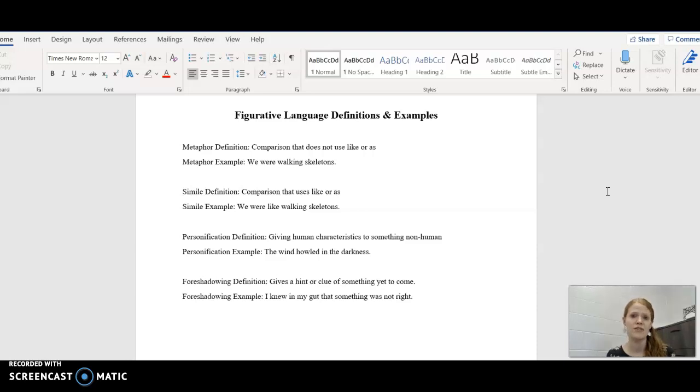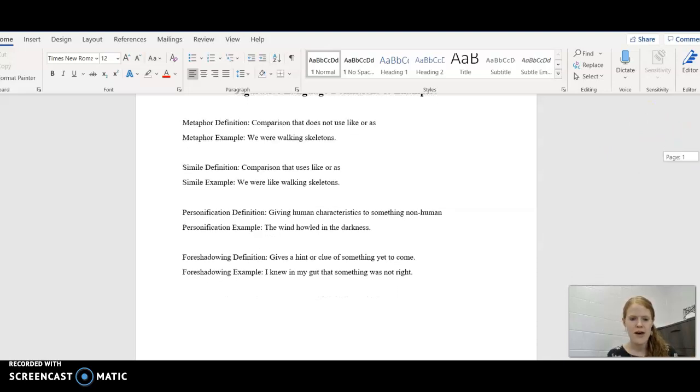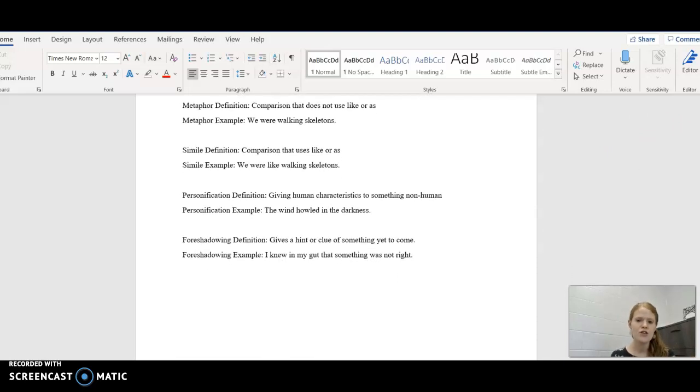Of course, in your narrative, you'll want to include 2 different examples. You won't want to include the same example twice. I just wanted to show you the difference between the two. Personification is giving human characteristics to something that is non-human. If you said the wind howled in the darkness, wind can't actually howl or say anything out loud. That's a human characteristic, given to something that is not human.